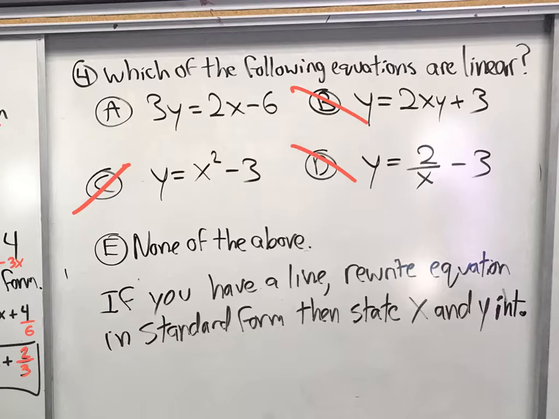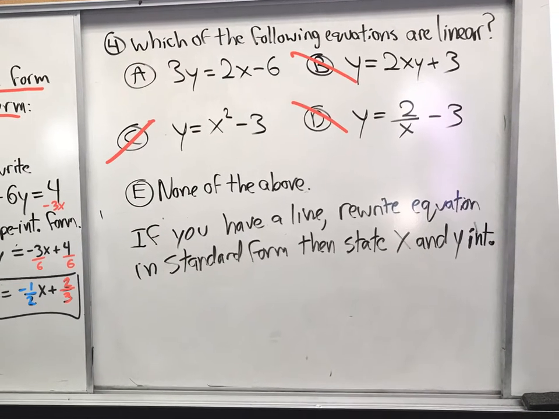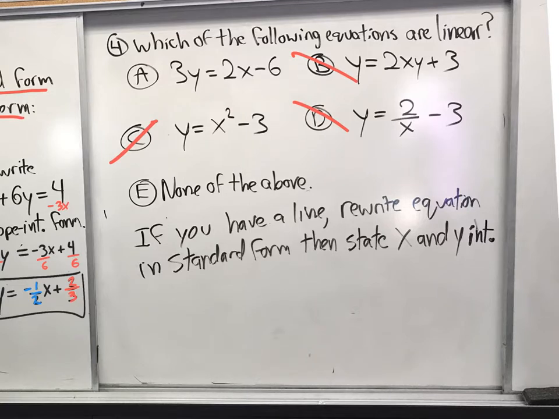So knowing that A is a line, it says if you do have a line, could you rewrite it in standard form and then state the x and the y intercepts? What would I need to do to this to get it in standard form? Notice it's not saying rewrite it in slope-intercept form. It's not saying write it in function form. It's asking for standard form.